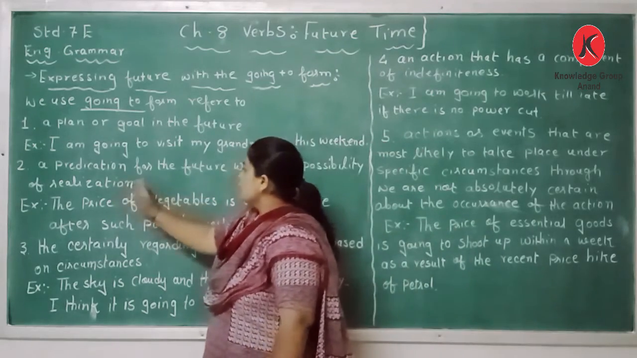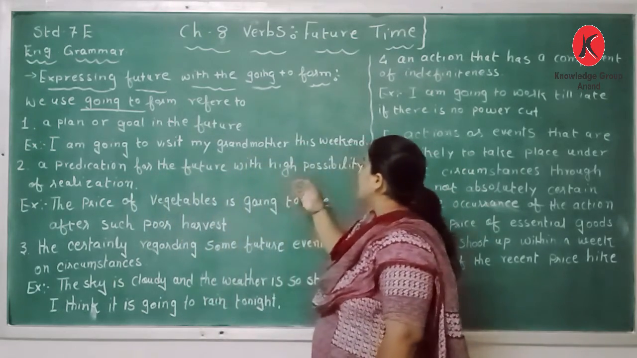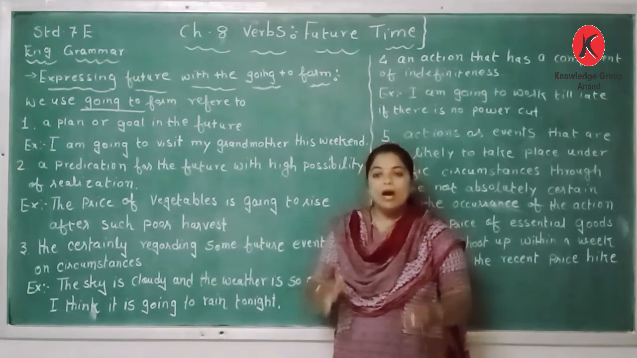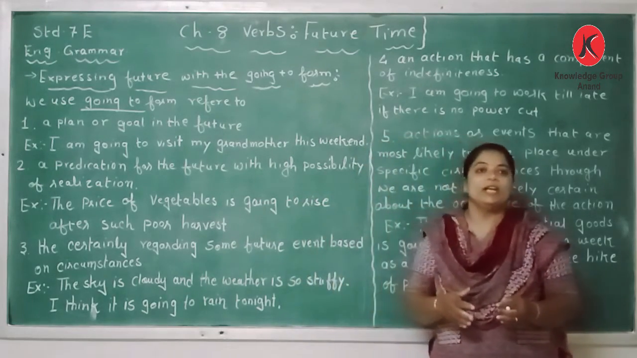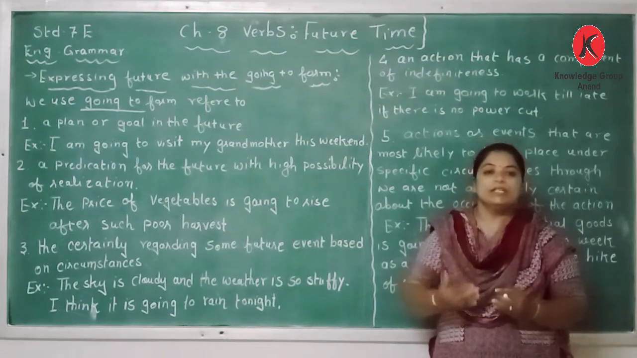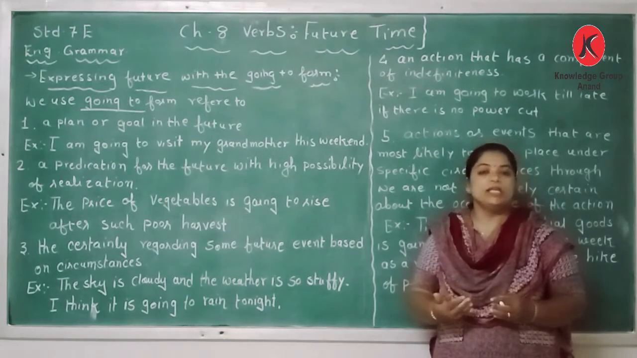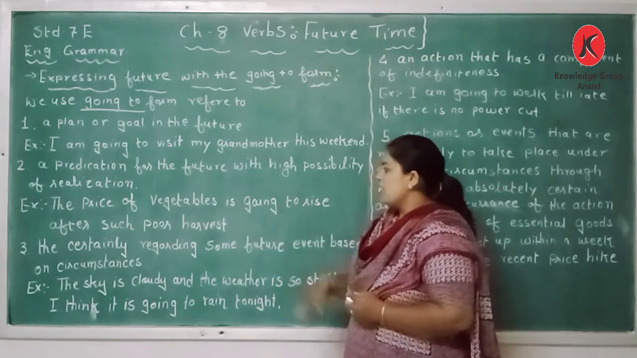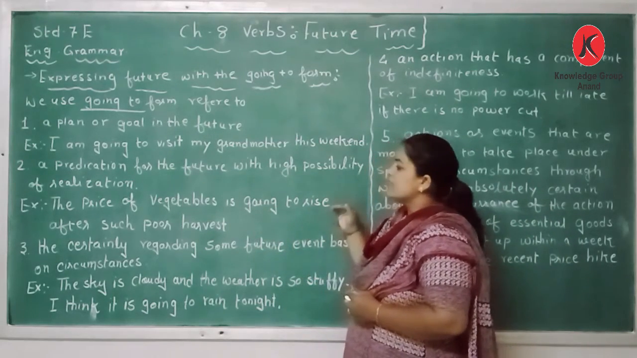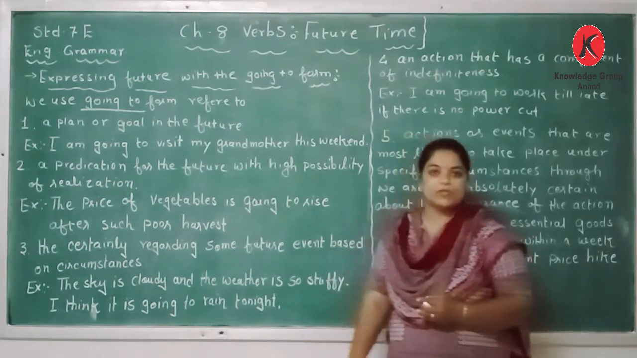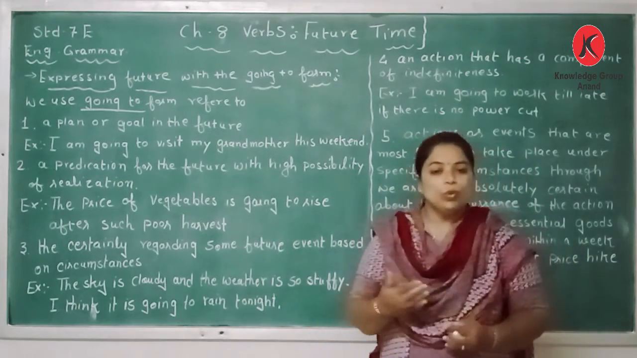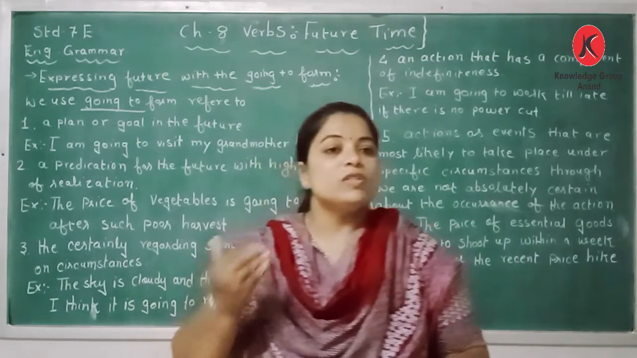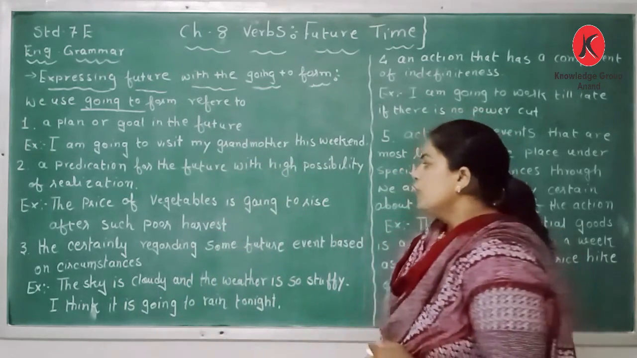Second, a prediction for the future with a high possibility of realization. We realize that something has really gone wrong. So the price of vegetables is going to rise after such a poor harvest. Because if there is no rain this year, the harvest will be very poor. Farmers must be struggling without water.